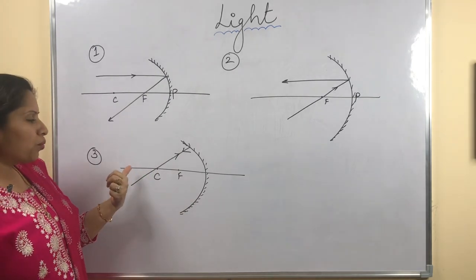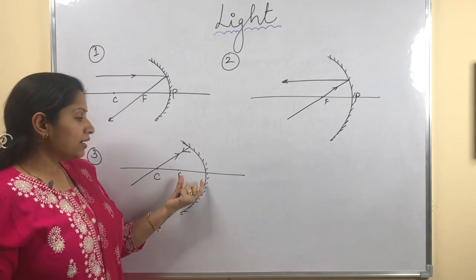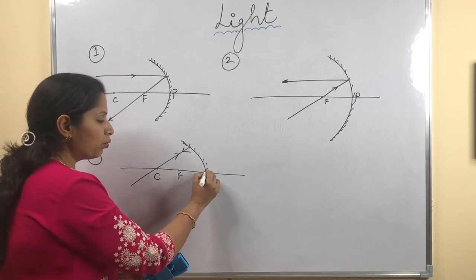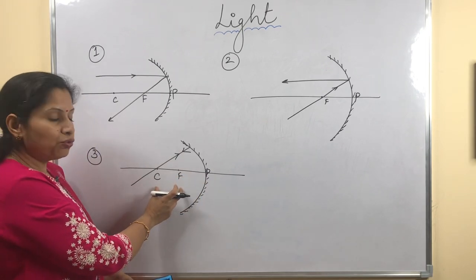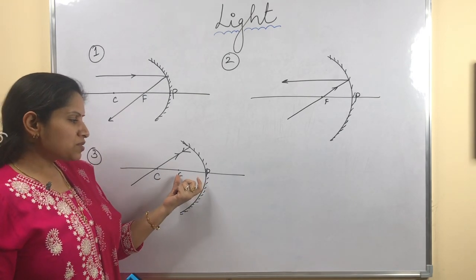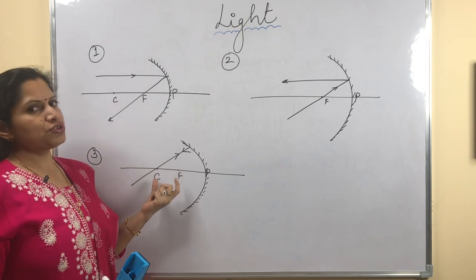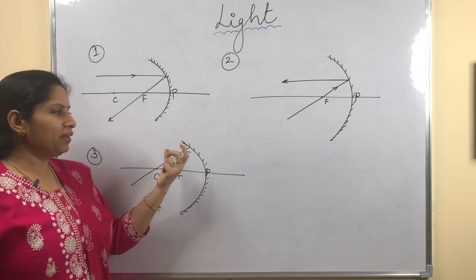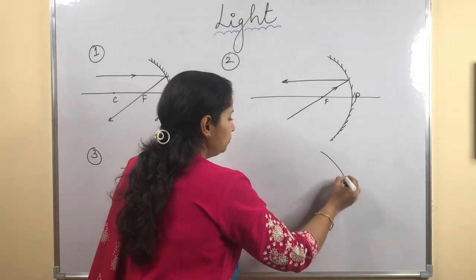Okay, now one more thing. Whenever you are drawing any ray diagram, remember that whatever is the distance of the pole from the focus, the same distance should be there between the focus and the center of curvature. Suppose you are taking the distance between pole and focus as 3 centimeter. Take this distance also as 3 centimeter only. Then you will land up with correct ray diagrams only. I promise you that. Now, the next rule.